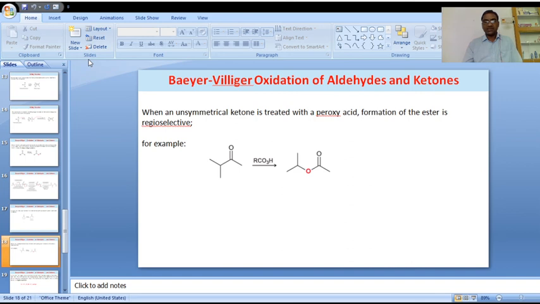We will discuss another reaction, the Baeyer-Villiger oxidation of aldehydes and ketones. When an unsymmetrical ketone, this one, is treated with a peroxy acid, a regioselective ester compound is obtained in this reaction.